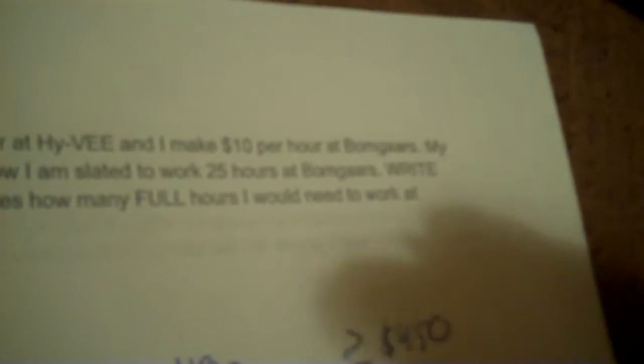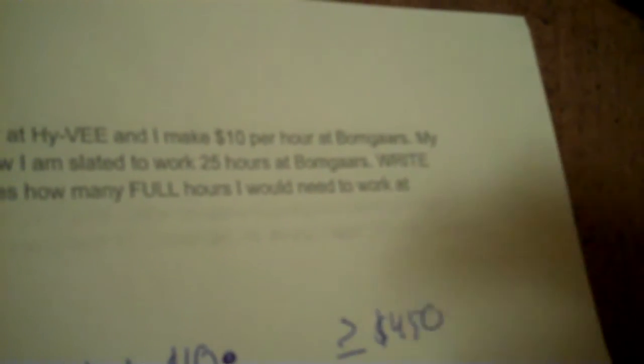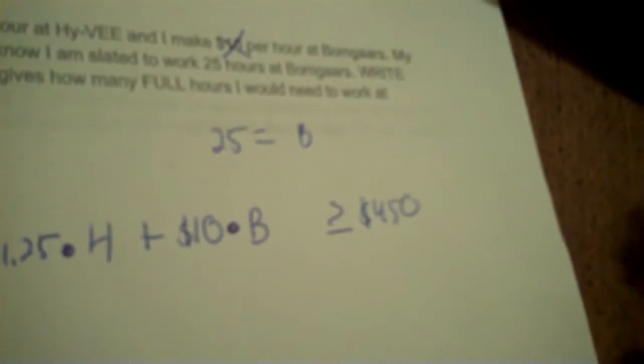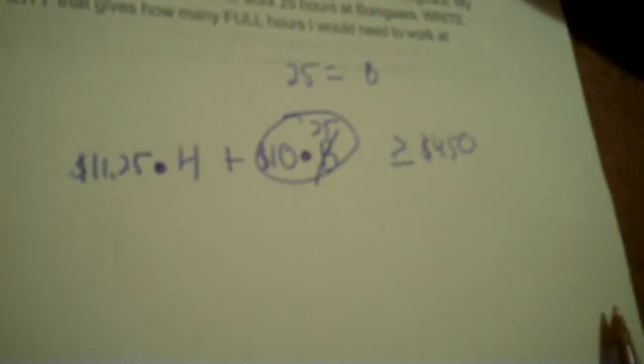And what that's for, yeah, it's for hours, but you're working at a certain business. When they tell you where you're working, you want to put capital B. Now, I've got it set up, and 25 is all the money amounts I have, but I have to put this 25 hours into the inequality. Now, it's at Baumgars, so 25 goes in for B. So cross out your B and just put 25. Now circle that, so we can figure out what 10 times 25 is.